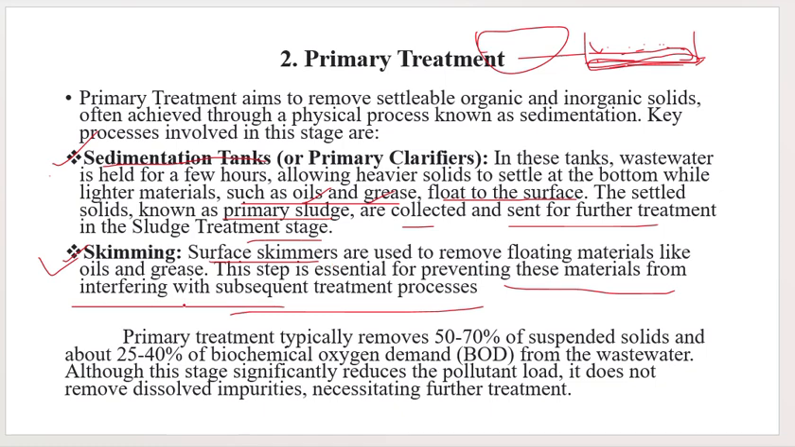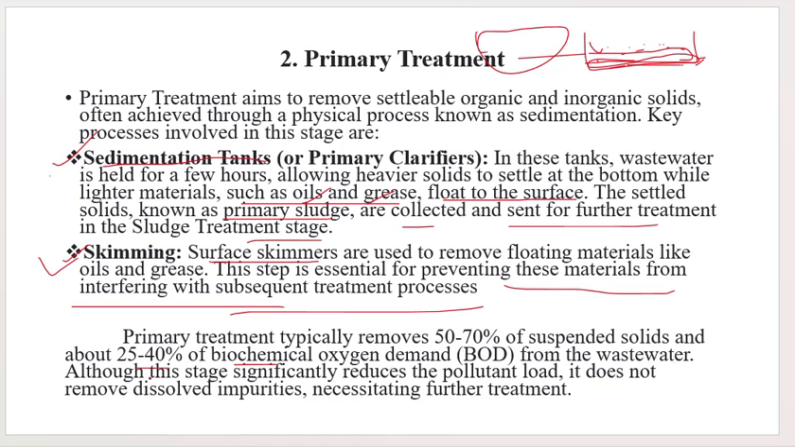Okay. Primary treatment typically removes 50 to 70% of suspended solids and about 25 to 40% of biological oxygen demand. When you remove organic and inorganic solids from wastewater, BOD is automatically removed, because to break down the organic materials present in the wastewater, the pollutants require oxygen, which is BOD. When you remove them, BOD is automatically removed from the wastewater.